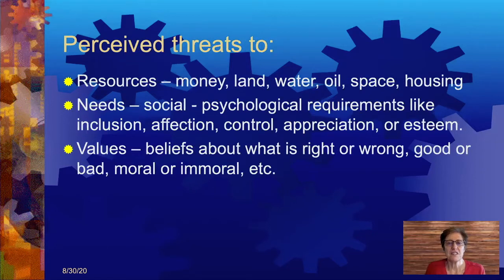Now that you've seen how perception can play a role, let's look at what people might be perceiving that can lead to conflict. They may be perceiving threats to their resources, such as money or land or water or oil or space or housing or jobs. These are things that people need and use to live.